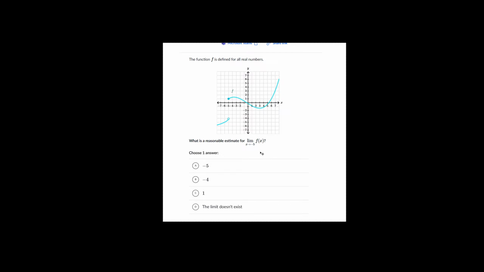So this will also help us get some review on the last topic, since it's mostly that, just a little bit more. So f is defined for all numbers. What is the limit of f of x as x approaches -5? So we can see at -5, it's approaching this value, -4 it seems like. From here it's approaching 1. So it's approaching two different values from two different sides. So the limit does not exist.